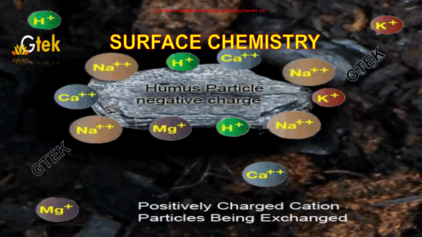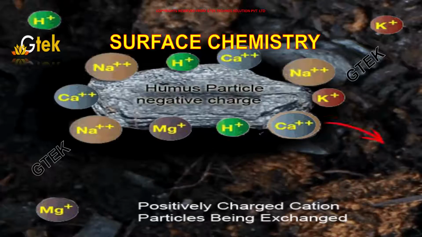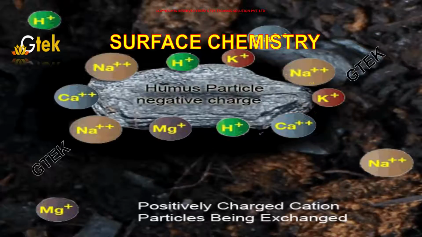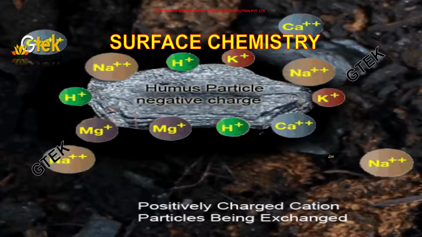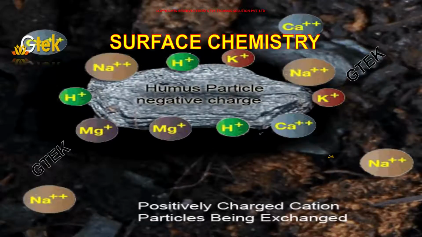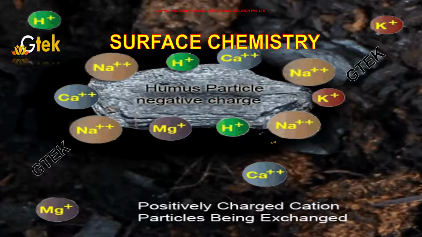So here is on the surface chemistry. Surface chemistry is nothing but the involvement of ions which is located around an object and how these ions are reacting. So the study about this is called surface chemistry.